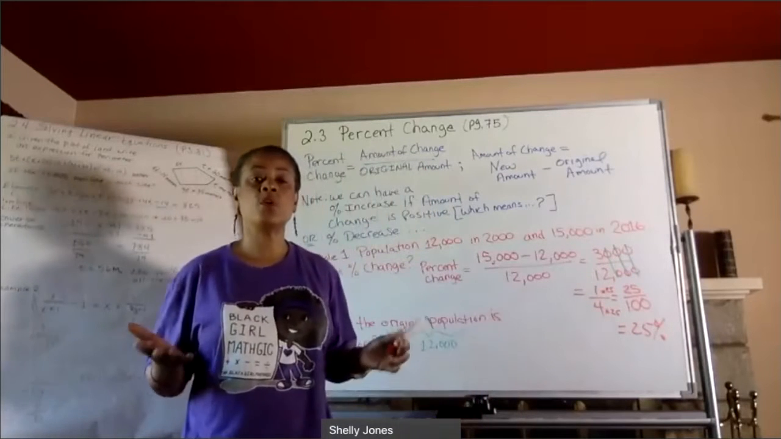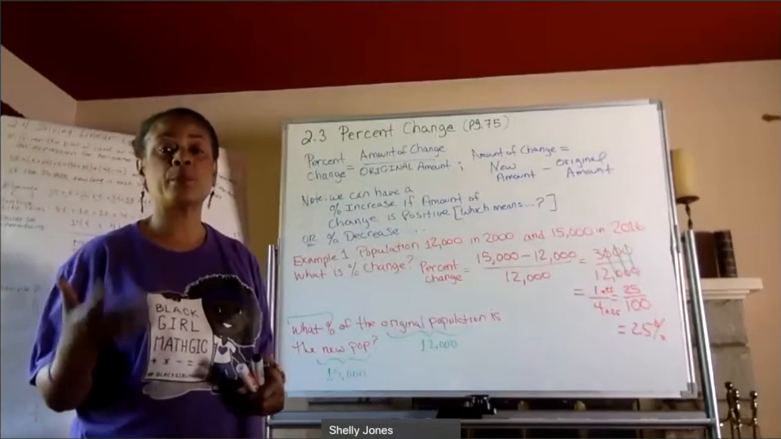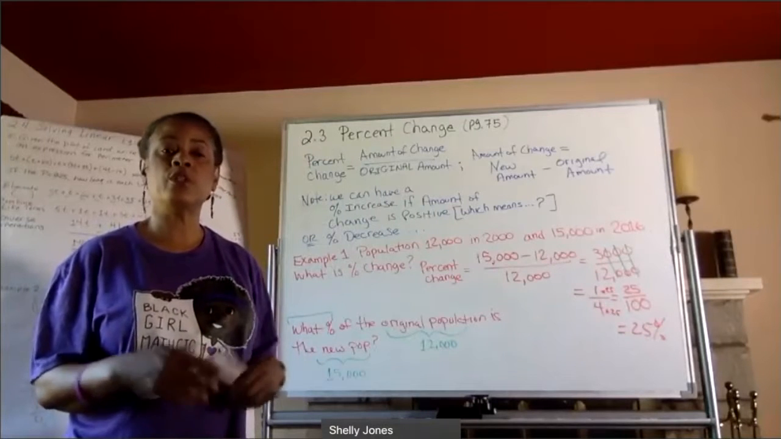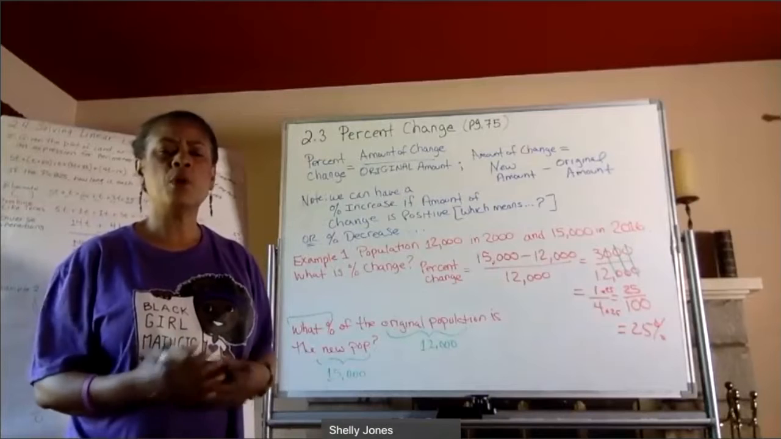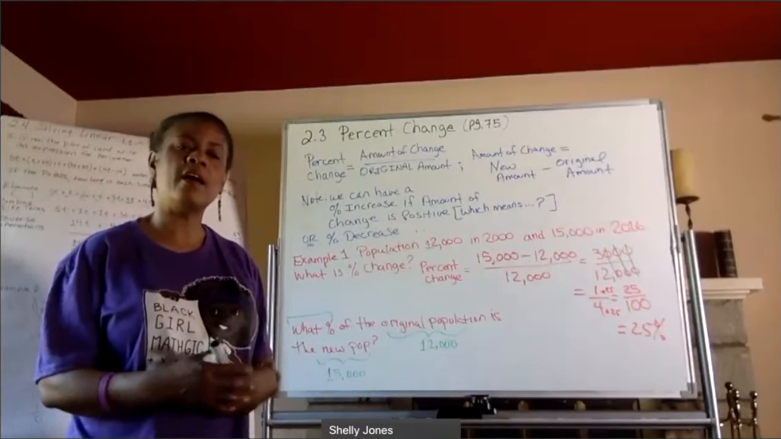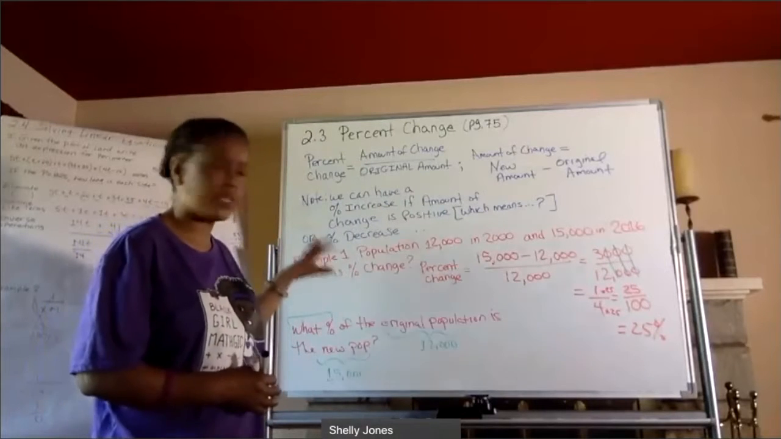I reduced that to 1/4. I made an equivalent fraction out of 100 because percent is always out of 100. It was 25 over 100, which is 25%. Most of you will know that 1/4 is 25%. You don't have to do all of that, but I want to show you in case you needed to do it. Any questions so far?